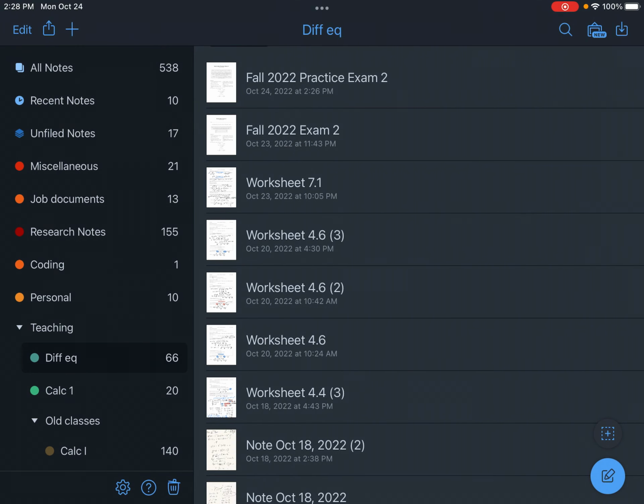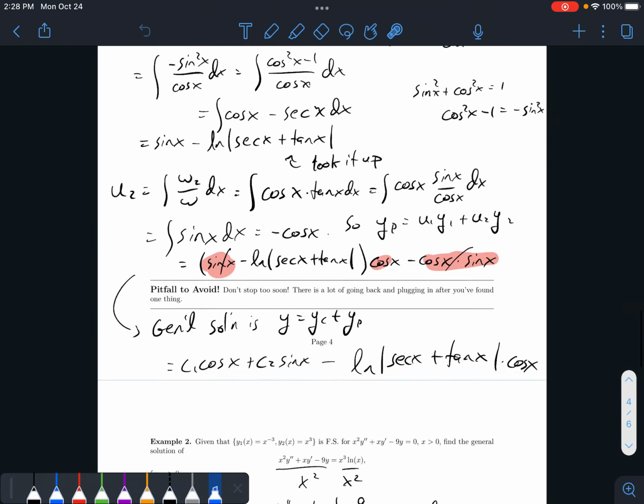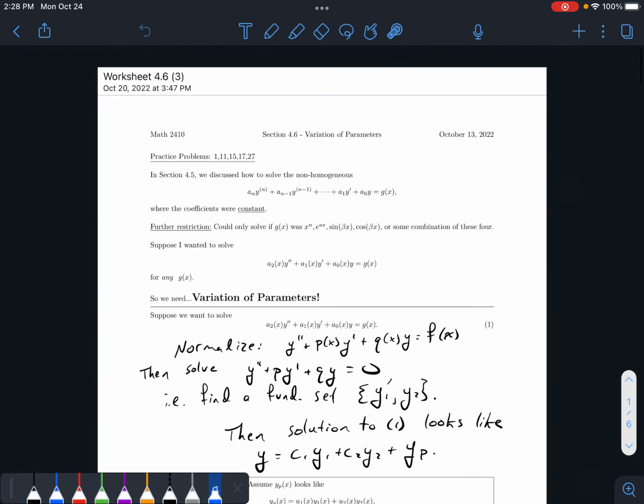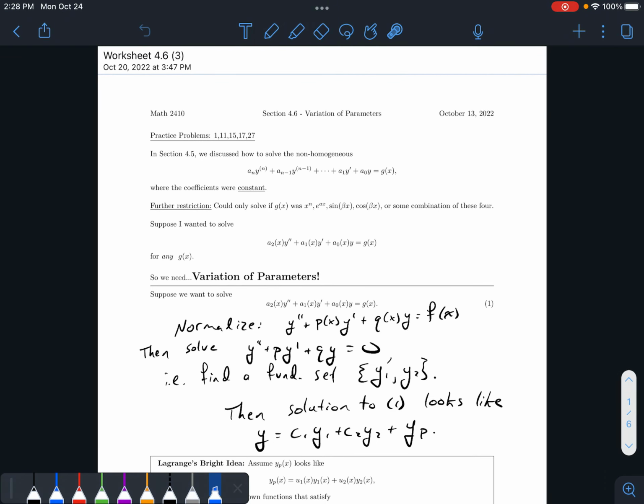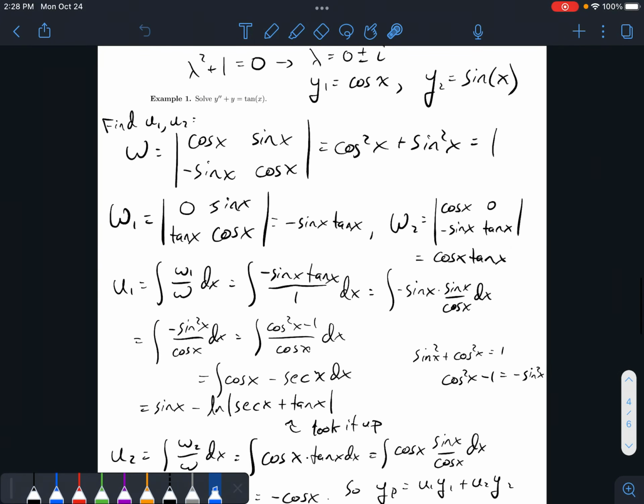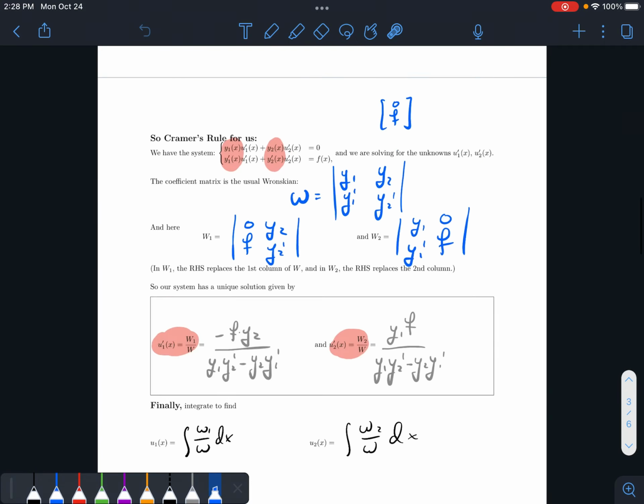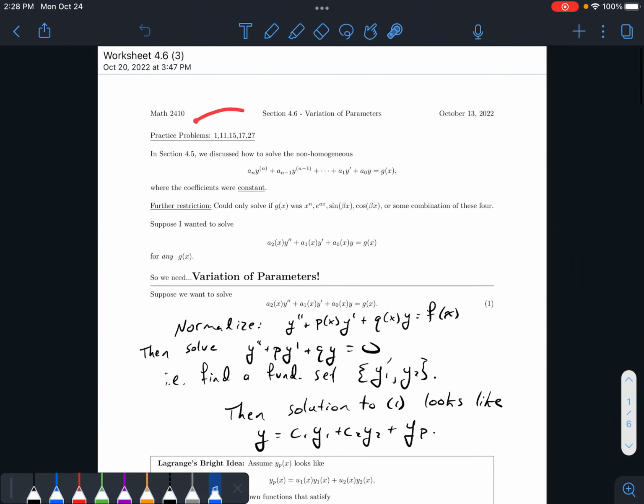So say for example, here in the worksheet, section 4.6, the variation of parameters, maybe you were not so sure what was going on with some of these things and you felt like you needed more practice computing the Wronskians and then W1 and W2, and how to apply all the formulas. I put some practice problems at the top of these. So if you want some extra practice for anything, I would recommend going through these.